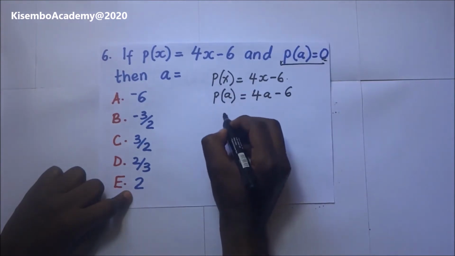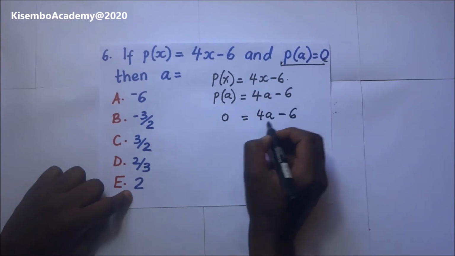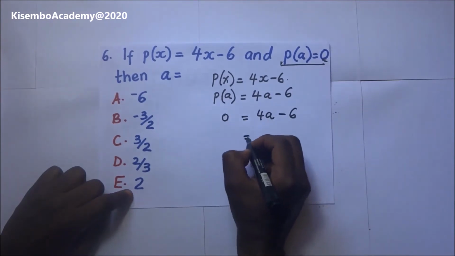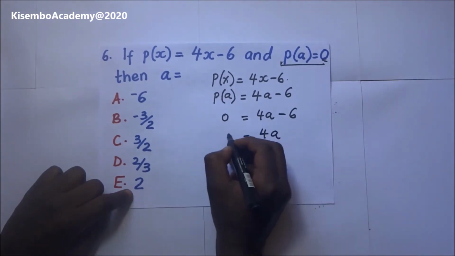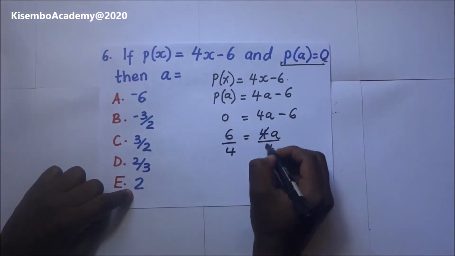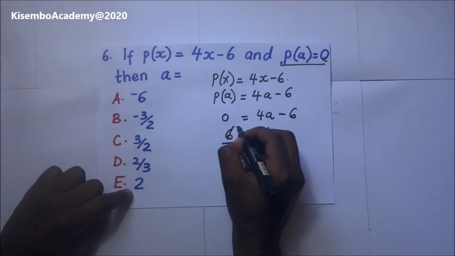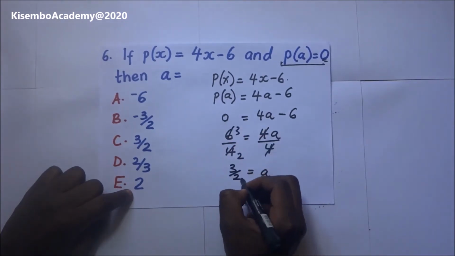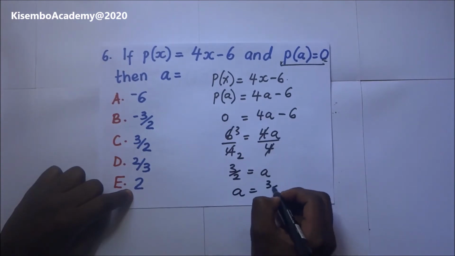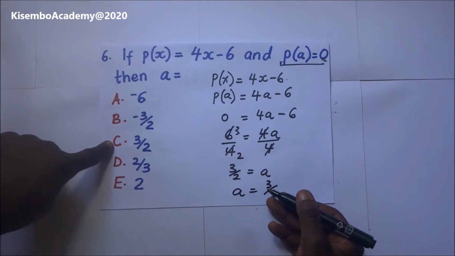So this thing equal to 0 gives us 4a minus 6 equals 0. Go ahead and find the value of a. This becomes 4a being equal to positive 6. When we divide both sides by 4, we end up with our value of a as 3 over 2. So our value of a is 3 over 2, and that makes C the answer.